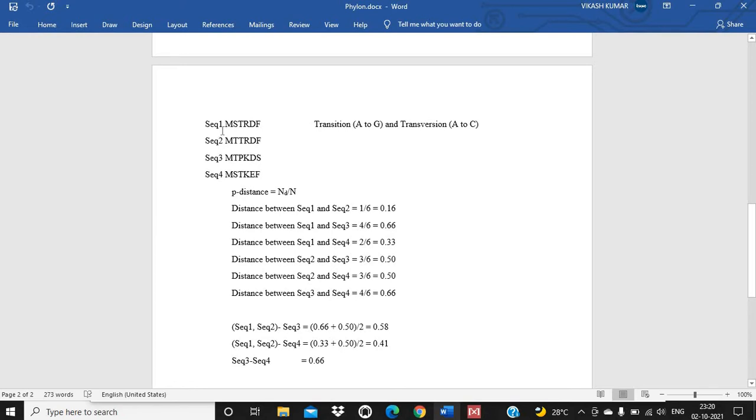When we calculate the distance between sec1 and sec3, the total number of differences is 4. The first difference is at the second position, the second difference is at the third position, the third difference is at the fourth position, and the fourth difference is at the sixth position. So it's 4 by 6, which is equivalent to 0.66.